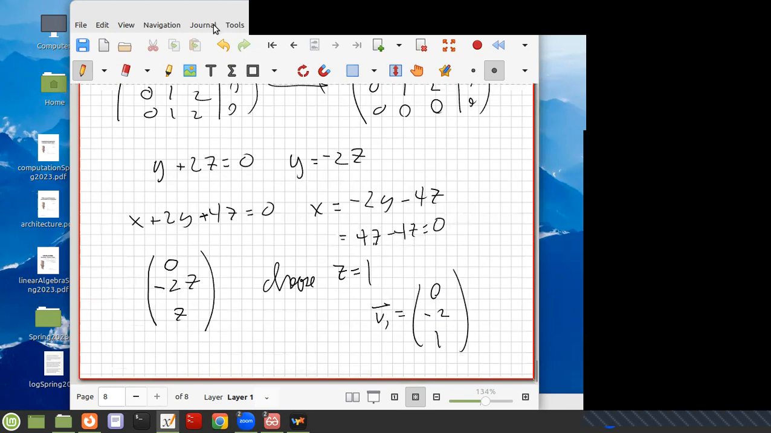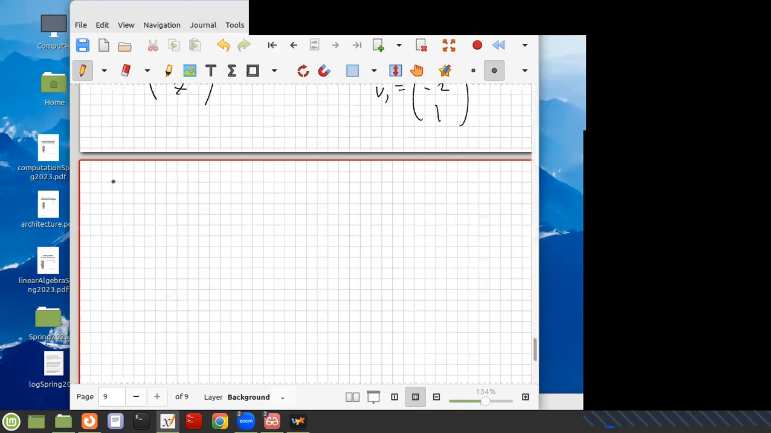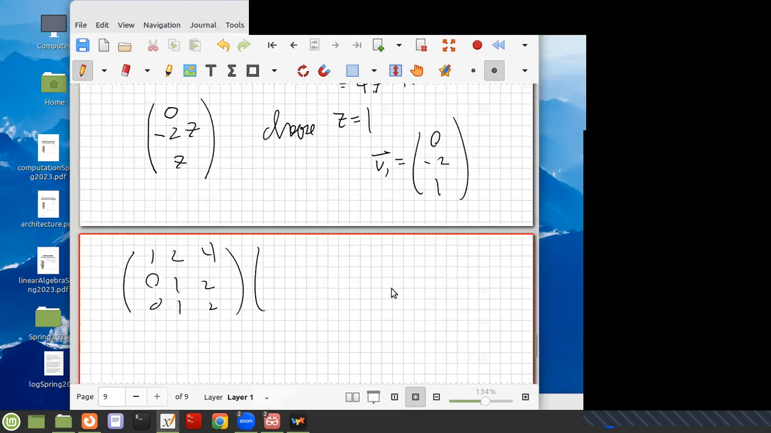Now we can check right away, and probably it's a good idea to check. This is 1, 2, 4, 0, 1, 2, 0, 1, 2 times 0, minus 2, 1. So we can do the matrix multiplication and see that we should get 0 times this vector, right? So let's see what happens. Well, it may be trivial because of this vector, okay, well, let's see.